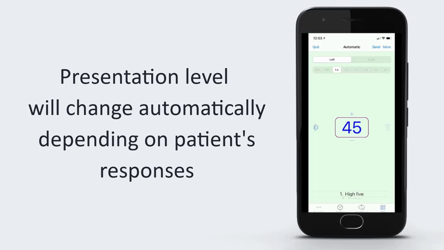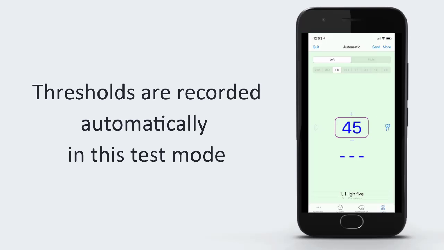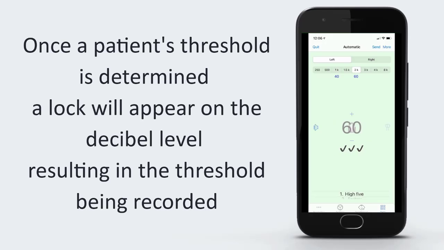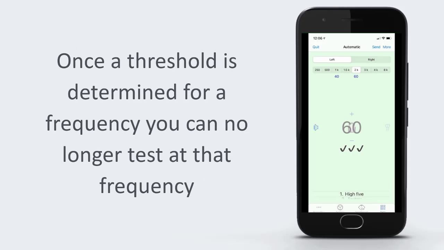Presentation level will change automatically depending on patient responses. Thresholds are recorded automatically in this test mode. Once a patient's threshold is determined, a lock will appear on the decibel level, resulting in the threshold being recorded. Once a threshold is determined for a frequency, you can no longer test at that frequency.